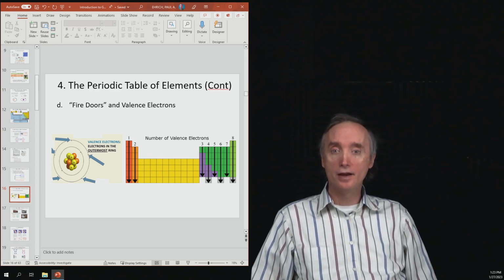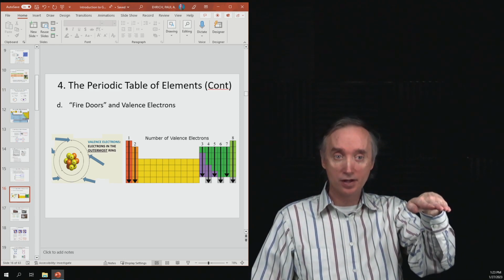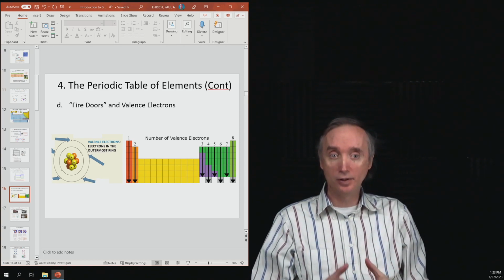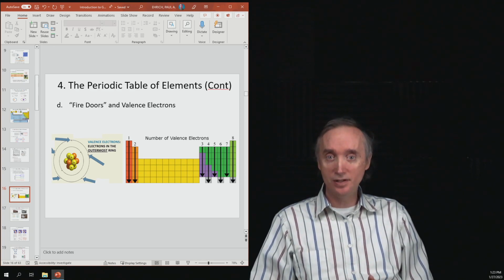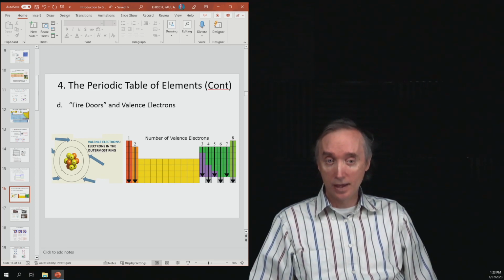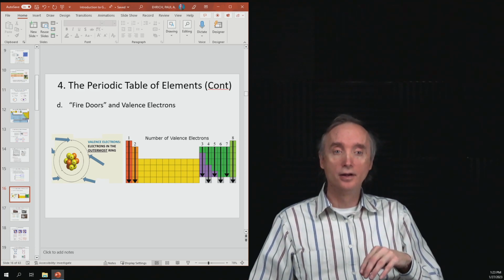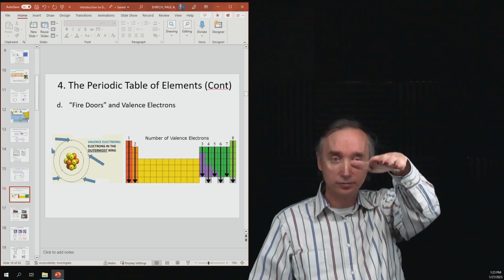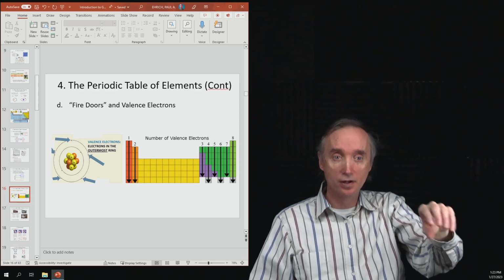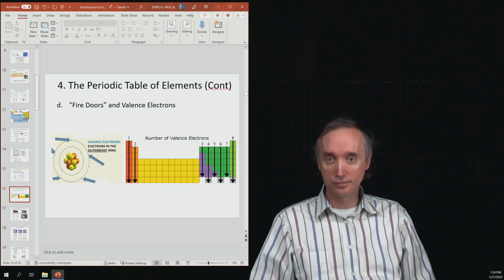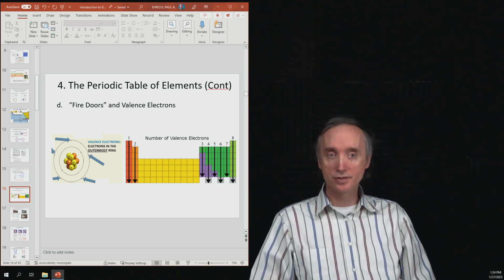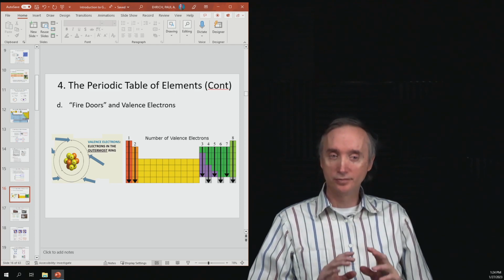And so whenever a floor of the atomic hotel has its complete complement of electrons, a fire door is going to seal off that floor of the apartment building. And so only the electrons that are above those sealed off electrons, those are the ones that will participate in chemical reactions. So we're going to call those valence electrons. Okay, so here's what we mean.